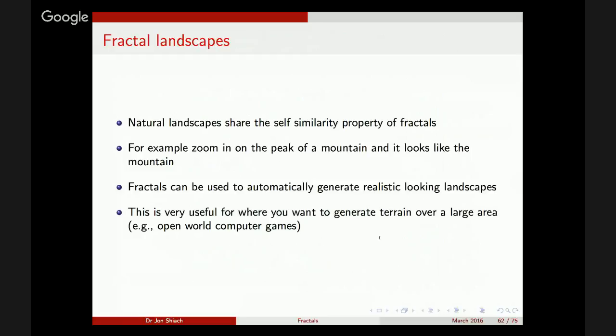What we can do is automatically generate realistic-looking landscapes. Now this is incredibly useful, especially in the computer games industry, where quite a lot of games now are what we call open world, where you have massive areas in which the game exists. The developers of the game aren't going to want to define each point. So what they do is they write software to automatically generate the terrains. And this is an example of fractal landscapes. Okay.